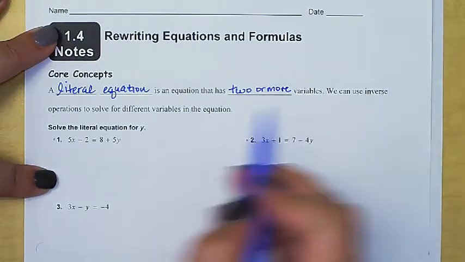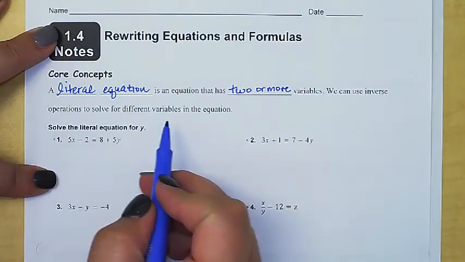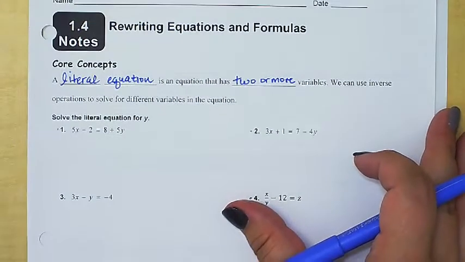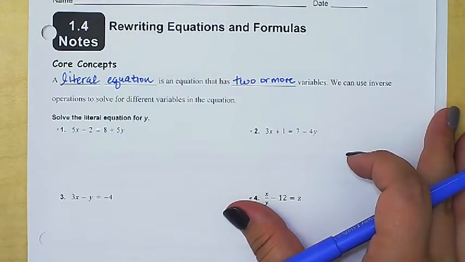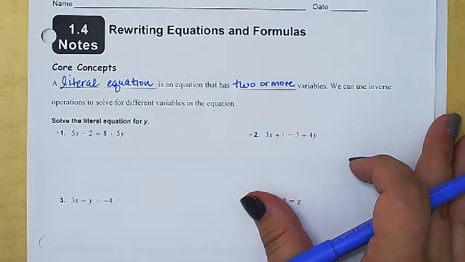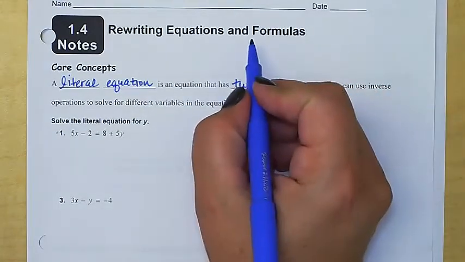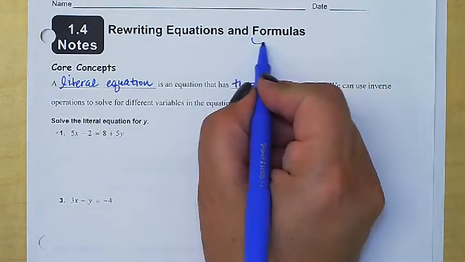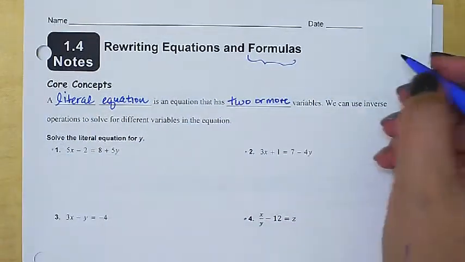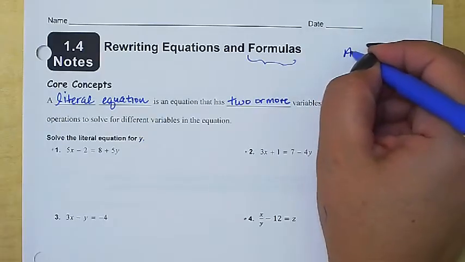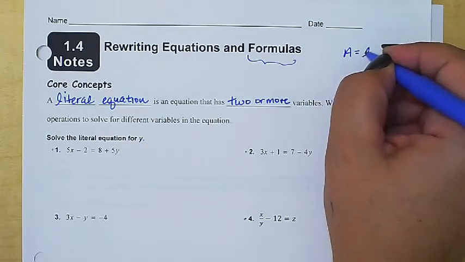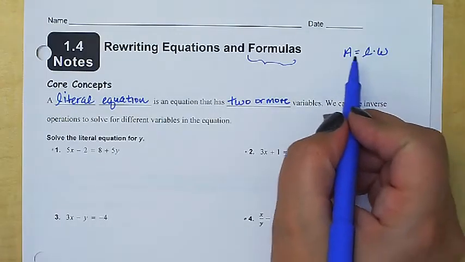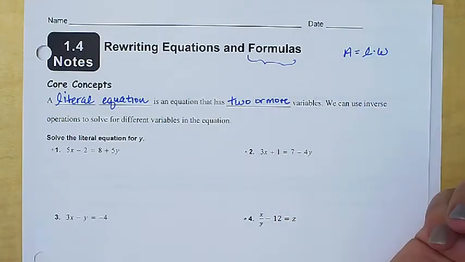So we can use inverse operations to solve those, just like we would other types of equations. The difference is that these involve more than one unknown. Probably the most common literal equations that you've worked with, even though you didn't realize this was the official name for them, are formulas. So, for example, when we say the area of a rectangle is length times width, that is a literal equation because it's got an equal sign and it's got more than one variable.